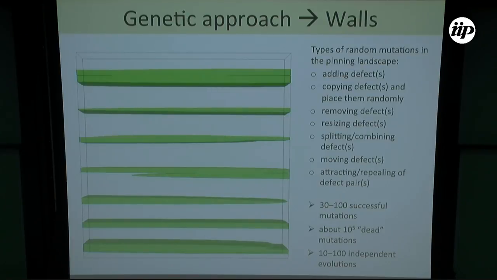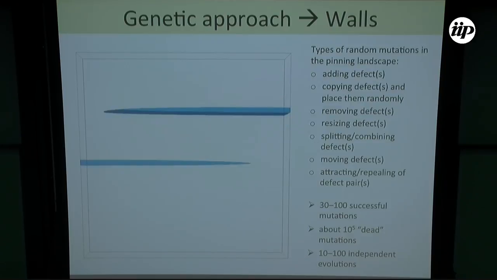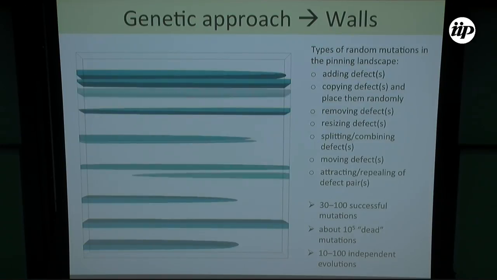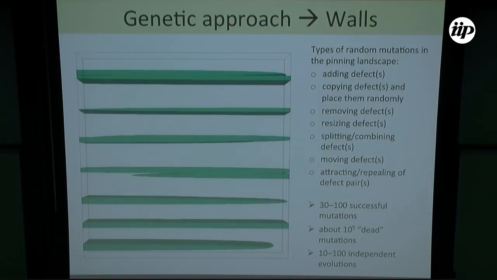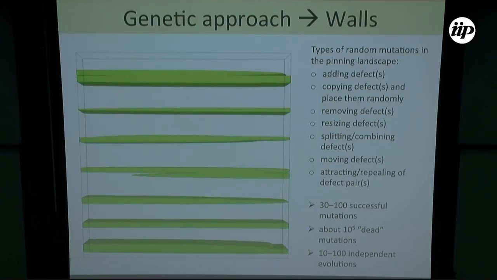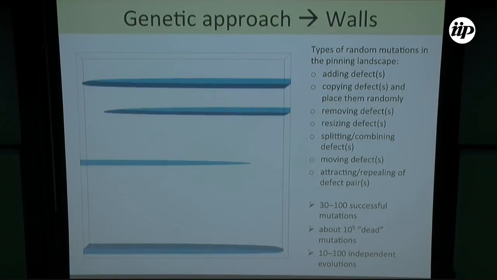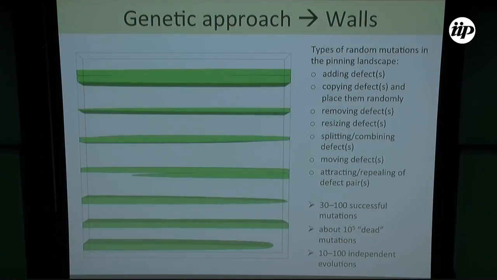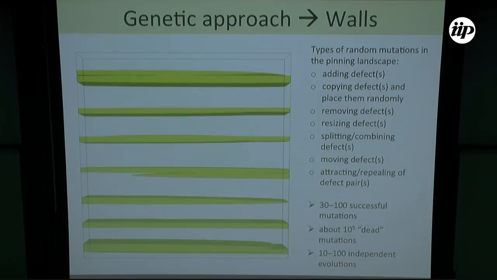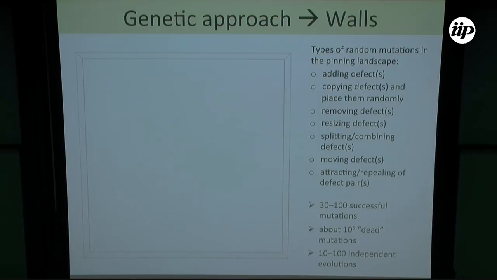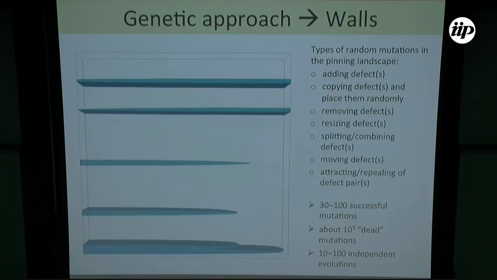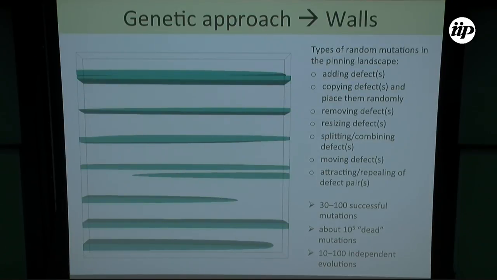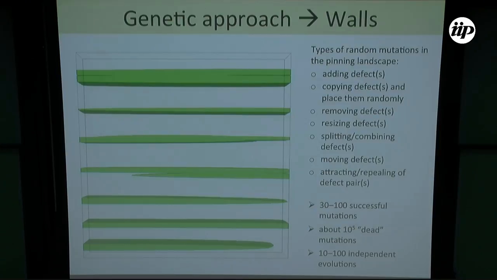Typically, to get the result, we need from 30 to 100 successful mutations during the simulation, and about 10 to the 5 dead mutations, which decrease the critical current. And since this method does not always quickly evolve to the best configuration, we need from 10 to 100 independent runs of this method. So we start from the empty superconductor and run this process approximately 50 times.